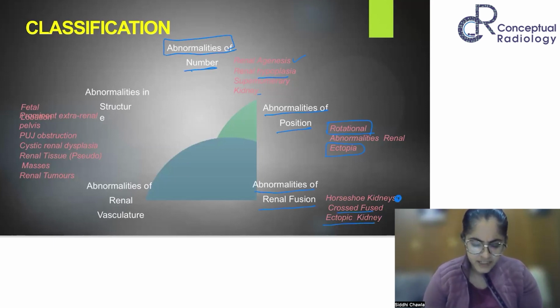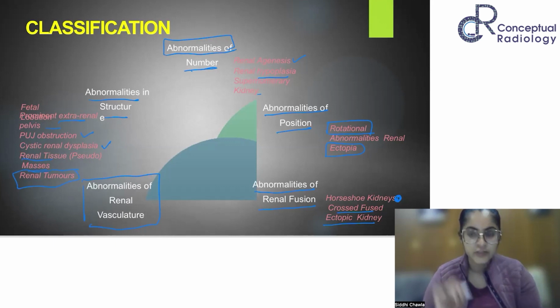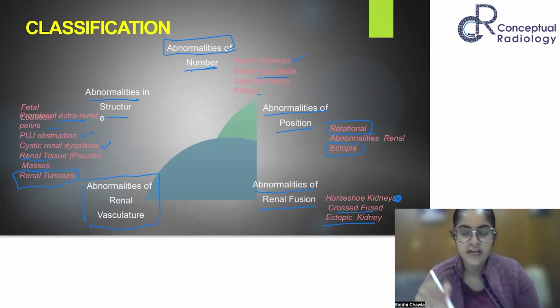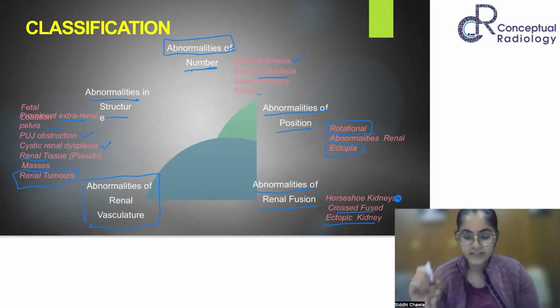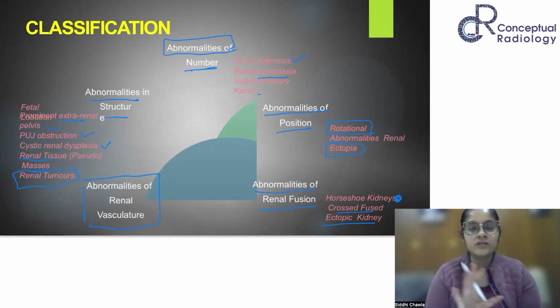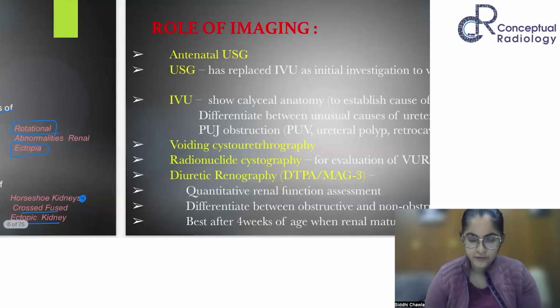We also have to read about the abnormalities of the renal vasculature, and then abnormalities in structure. As you can see, we can have a prominent extra-renal pelvis, a PUJ obstruction, cystic renal dysplasia, pseudorenal masses, and at last we have the renal tumors. We will be covering everything except the renal tumors today. All of this is very common in clinical practice, and you should all know about the various abnormalities. This is not a very important exam question, but a very important point from a practical point of view.